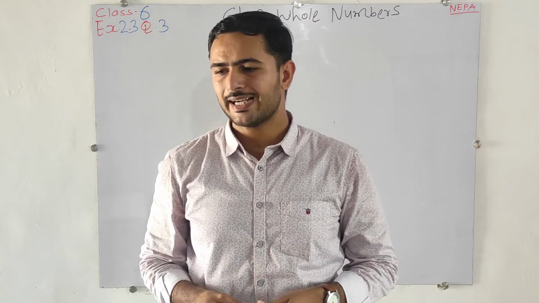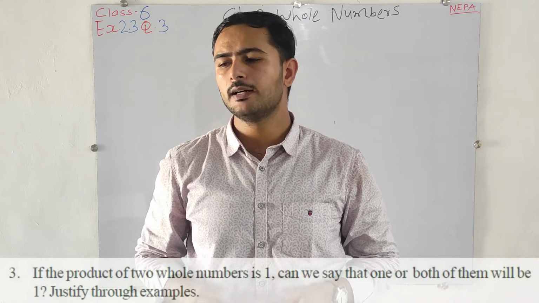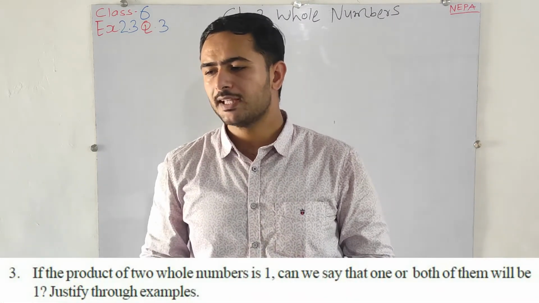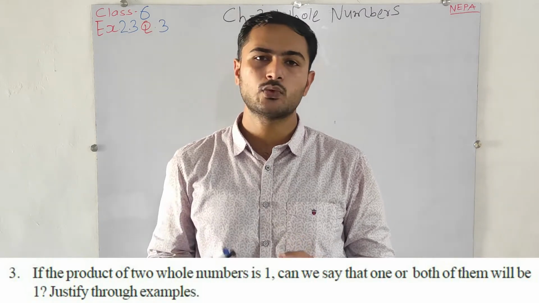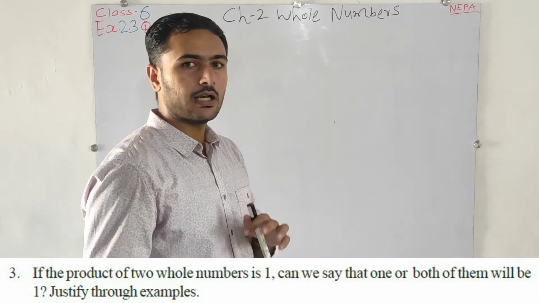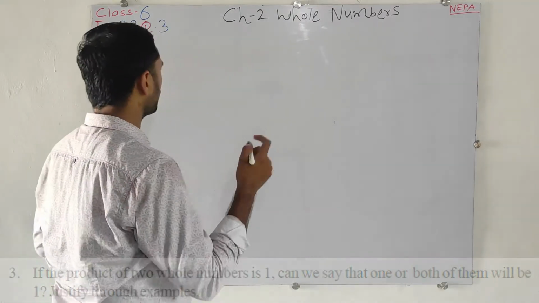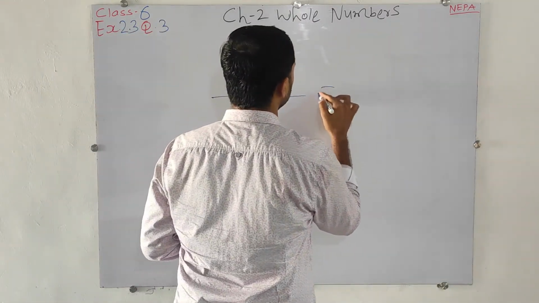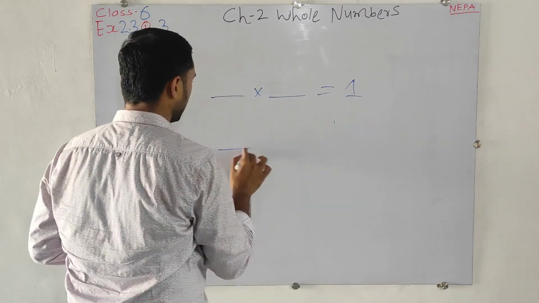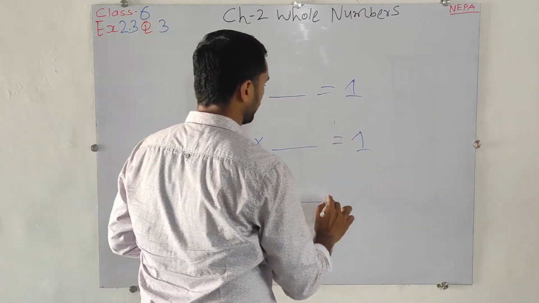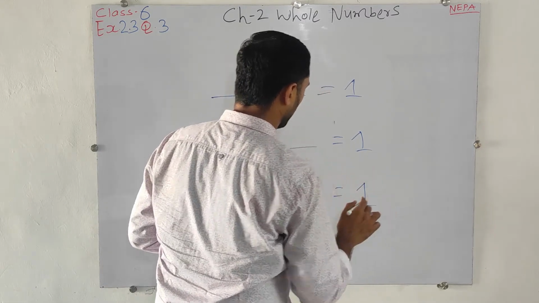Now question number 3, that is, if the product of two whole numbers is 1, can we say that one or both of them will be 1? And justify through examples. So here, as we did in the last question for 0, here for 1 we have to again select two different numbers and the answer should be 1. Okay, the answer should be 1. Let's take different examples to identify whether it is 1 or not.